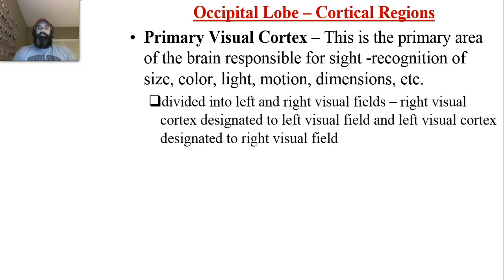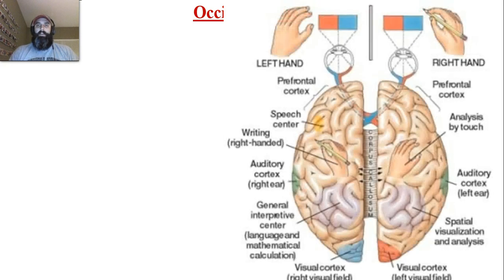Your primary visual cortex is very interesting because it's actually divided into your left and right visual fields. It's not necessarily divided based upon the right and left eye as much as it's based on the visual field. So we kind of need to talk about what visual field actually means.